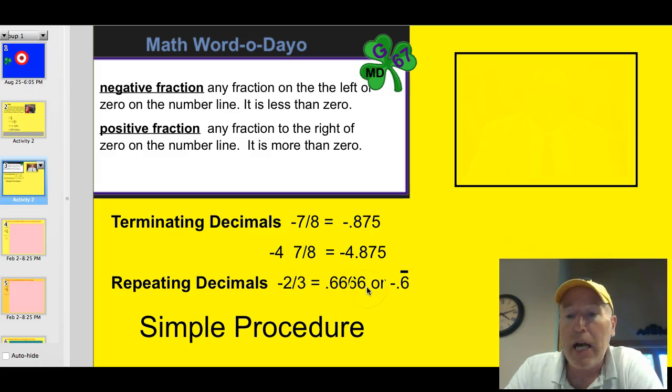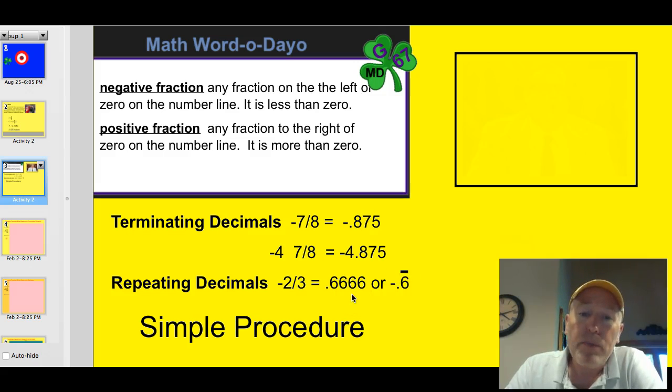They just go on and on. And so they're repeating, so a lot of times we round them, which is really an estimation. So this is 0.6666, or we could write it negative 0.6 repeating. We could write negative 2/3 that way.